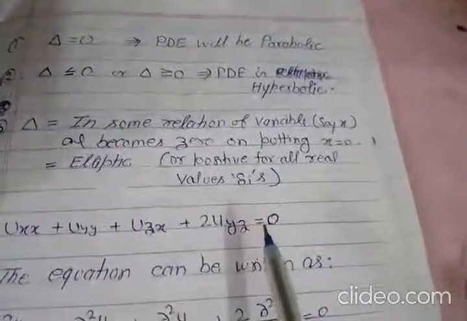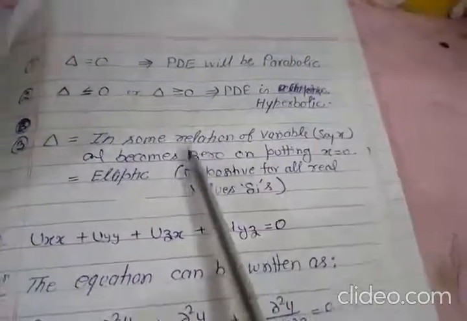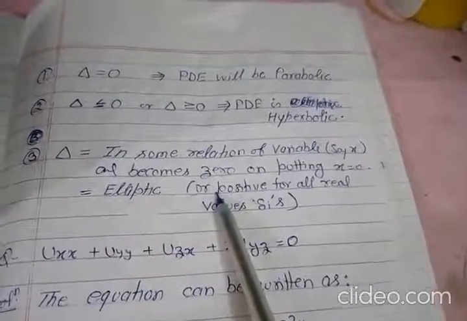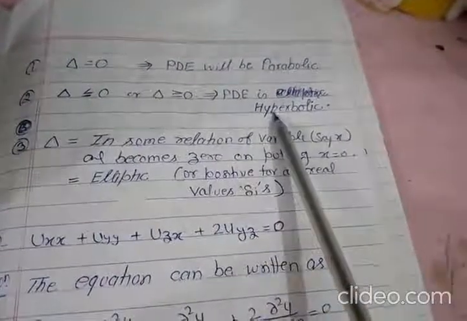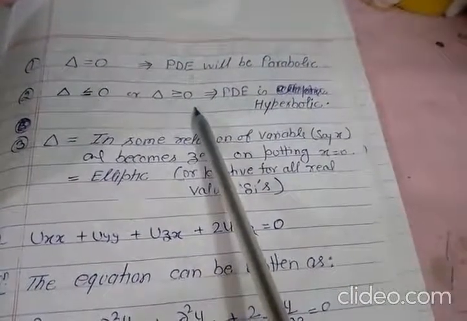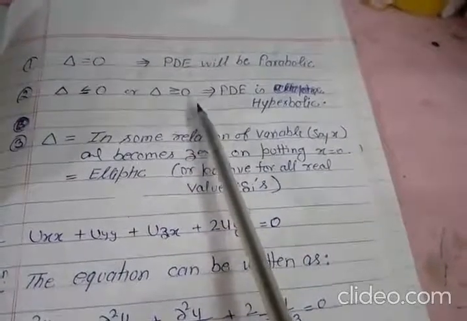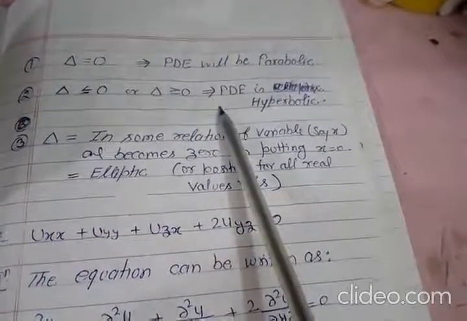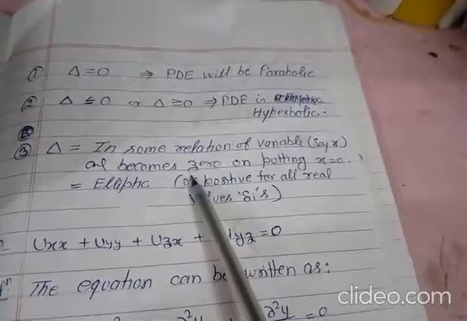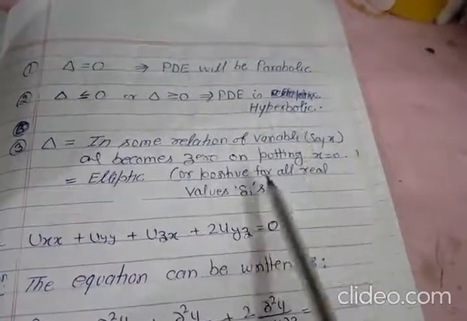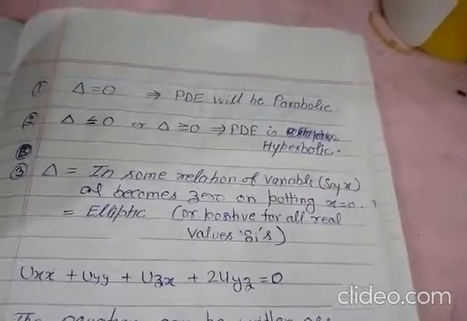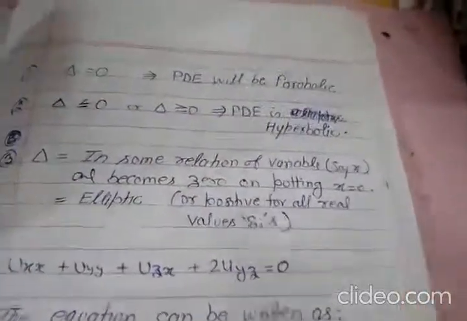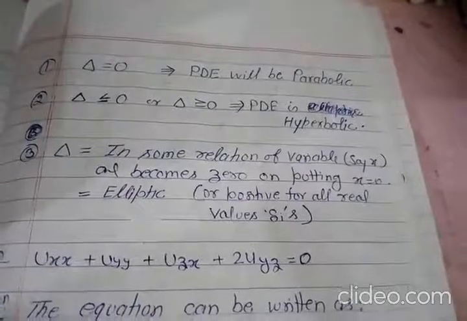Now here is one thing to understand about cases second and third. There is some confusion. If delta is less than 0, then it will be hyperbolic. If delta is greater than 0, or we can say it is positive, then we have to observe whether the equation is hyperbolic or elliptic. This confusion we can discuss with a problem. Now here is the problem which can tell us the difference between 2 and 3.